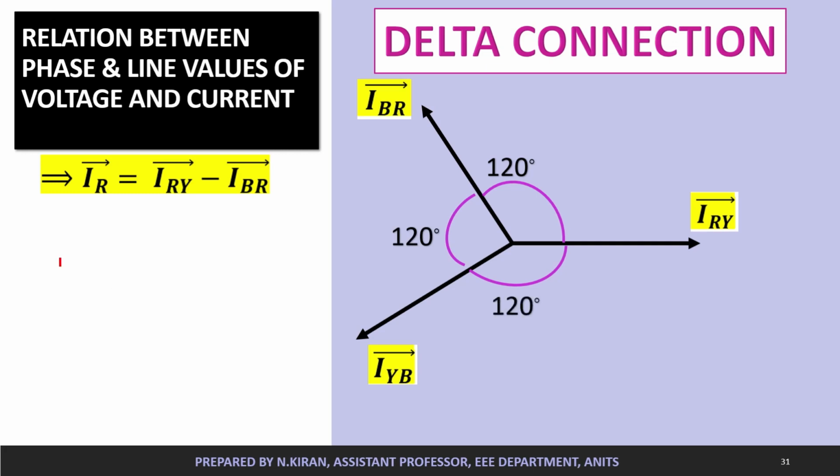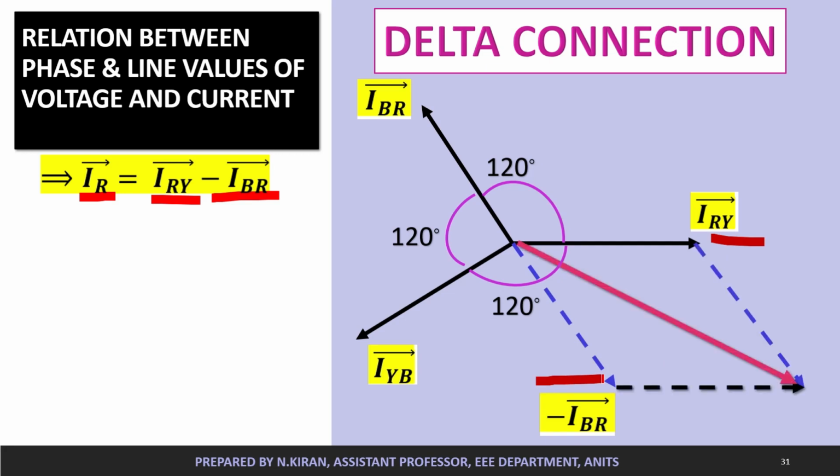Now my objective is to obtain the phasor IR, which is nothing but the phasor sum of IRY and minus IBR. IRY phasor I have already obtained. Minus IBR phasor is nothing but the mirror image of the IBR phasor. The resultant of these two phasors will give me the phasor IR. So on drawing the resultant phasor, I'll obtain IR. This angle is 60 degrees and this angle is 30 degrees.